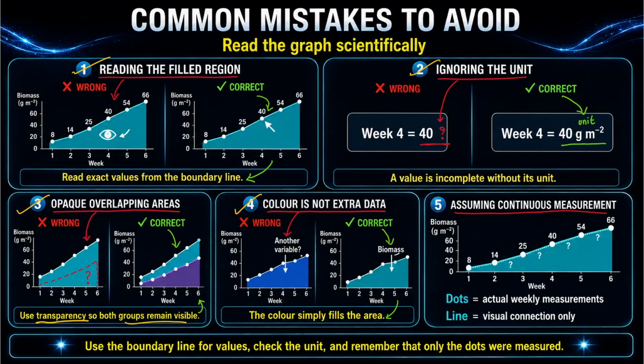Here, it simply fills the biomass area. Fifth, do not assume continuous measurement. Only the dots are actual weekly measurements, while the line is merely a visual connection. So use the boundary line for values, check the units, and remember that only the dots were measured.